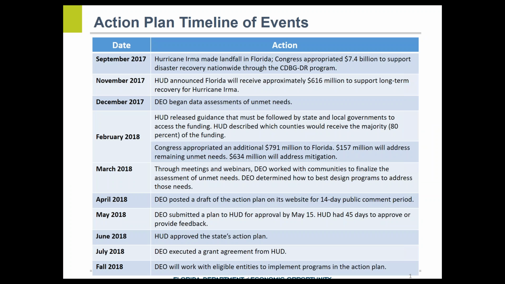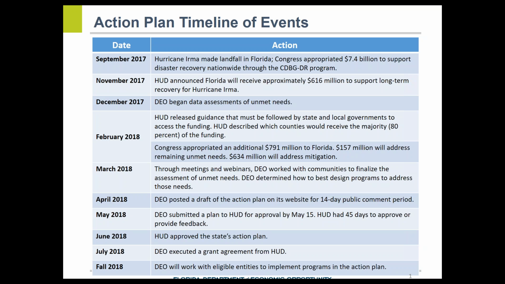After Hurricane Irma made landfall in September 2017, Congress appropriated $7.4 billion for disaster recovery through the CDBG-DR program nationwide. In November 2017, HUD announced Florida will receive approximately $616 million of this appropriation. In February, HUD released guidance that must be followed to receive the funding.